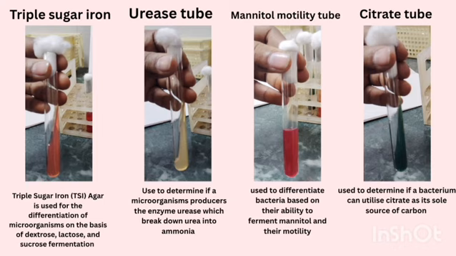Mannitol motility tube is used to differentiate bacteria based on their ability to ferment mannitol and their motility. Citrate tube is used to determine if a bacterium can utilize citrate as its sole source of carbon.